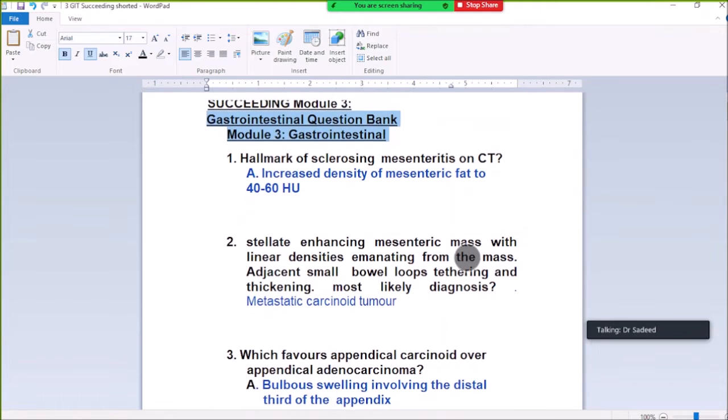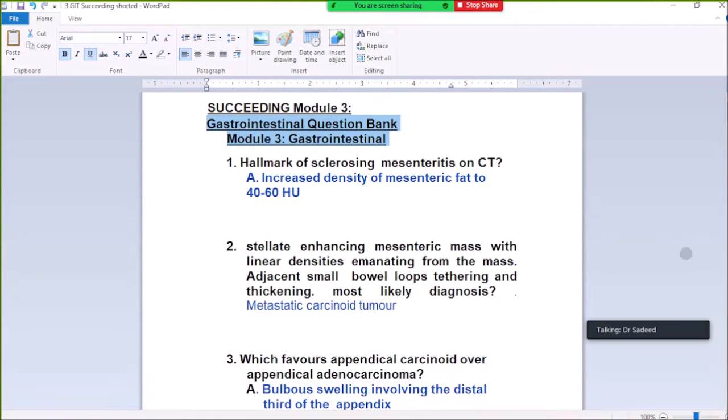Hallmark of sclerosing mesenteritis on CT is increased density of mesenteric fat to 40 to 60 HU. Question number 2: a clearly enhancing mesenteric mass with linear densities emanating from the mass, small bowel loops tethering and thickening. Most likely diagnosis is metastatic carcinoid tumor.